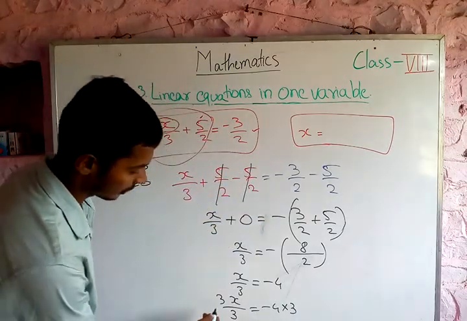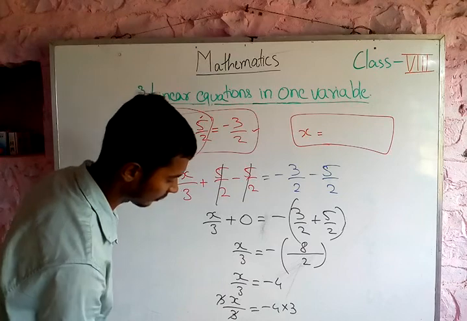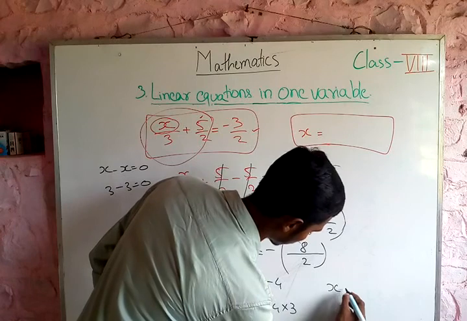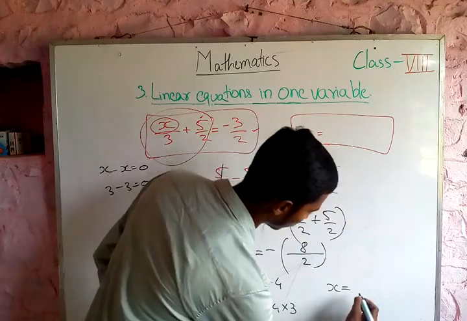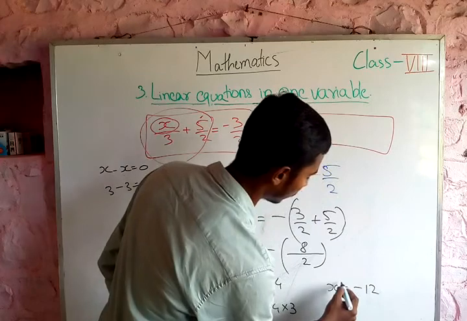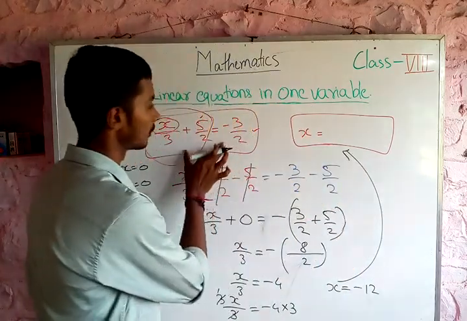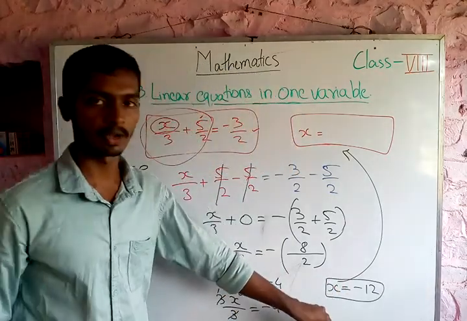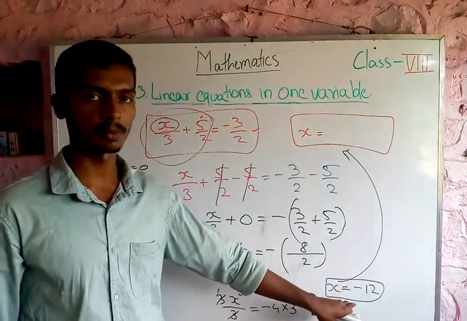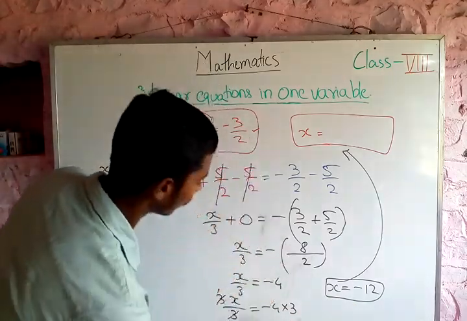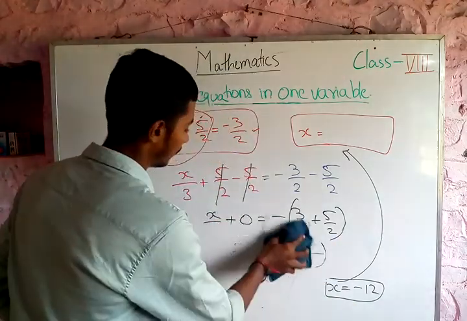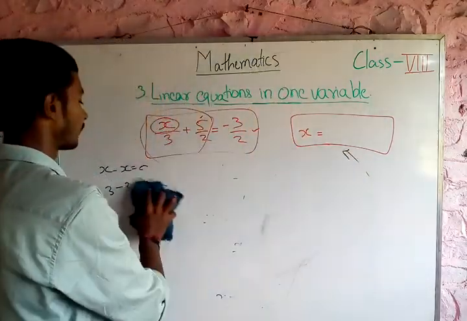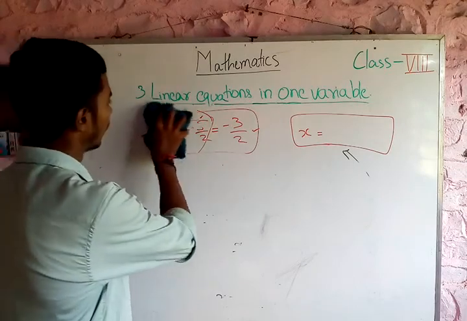Okay, now see here, this 3 and 3 cancelled, 3 ones are 3, so this becomes 1x. So 1x is x is equal to minus 4 into 3 is minus 12. So finally you have reduced this equation to this form, x equal to something. So you have found x here, x is equal to minus 12. Okay, this is how you solve simple linear equations. Now we will move on to some real life situations where we apply linear equations.